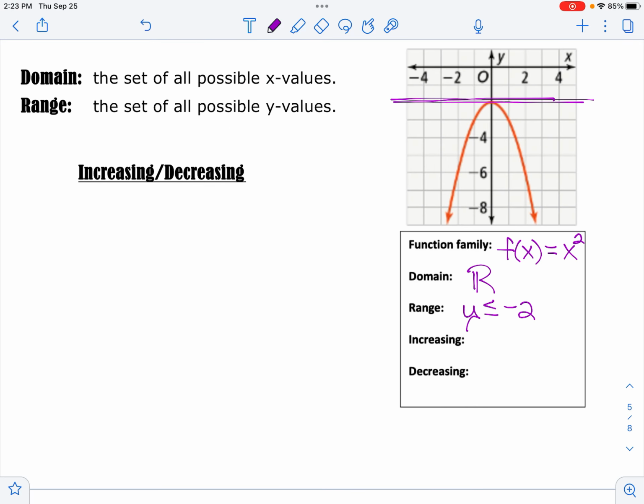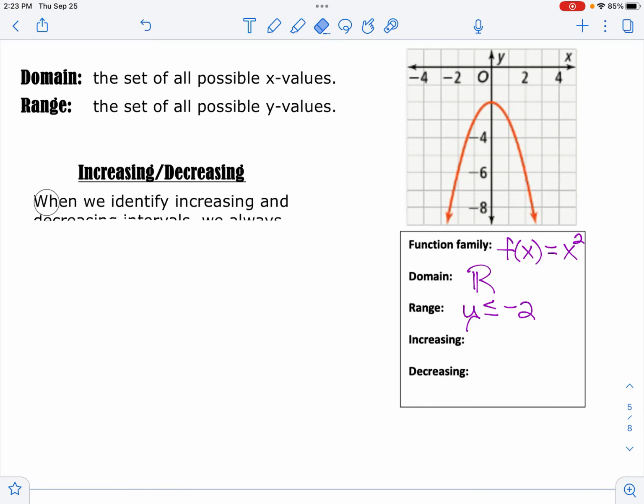Okay, now increasing and decreasing intervals. This is where sometimes it's easier to use interval notation, but you don't have to. So how do we do this? Well, here's the definition or what we want to look for.